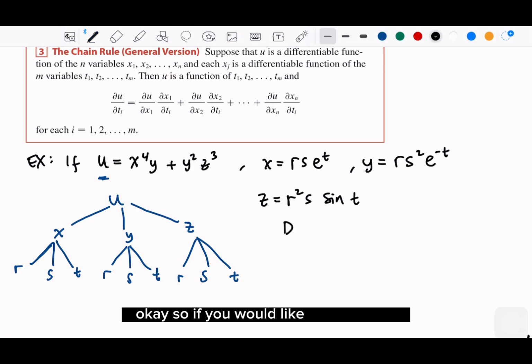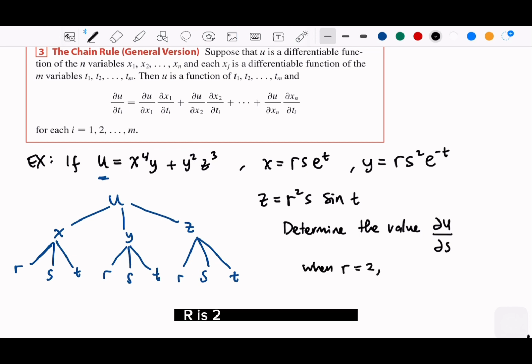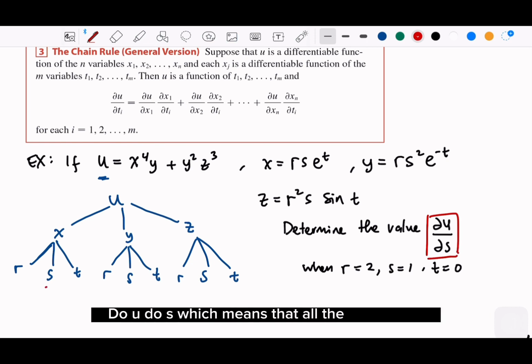Okay, so if we would like to determine, let's write the question, determine the value of dou u dou s, okay, when r is 2, s is 1, and t is 0. So we just focus on finding this du ds, or dou u dou s, which means only s, right? Okay, so let's just focus on that.